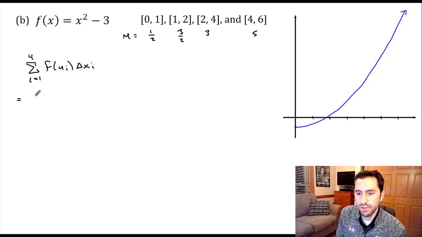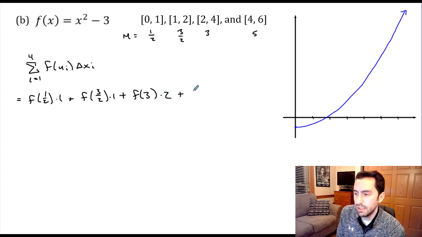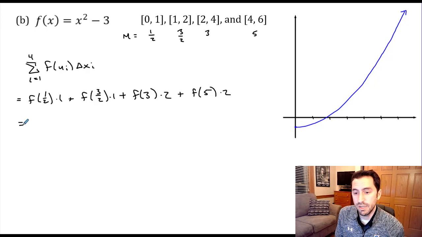So going through our first one, we have f of 1/2 times the width of 1, f of 3/2 times the width of 1 also. Our third subinterval, f of 3 times a width of 2. And our last subinterval, we're going to do f of 5 times the width of 2. All right, so let's see what we get here.